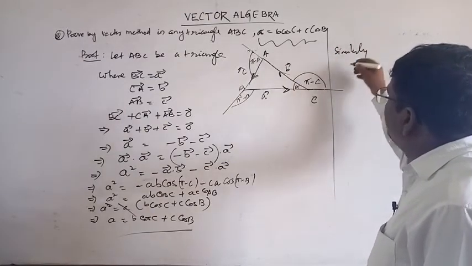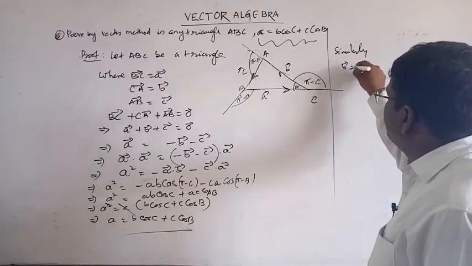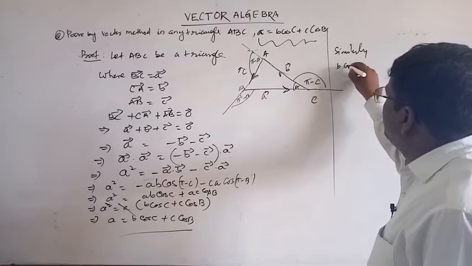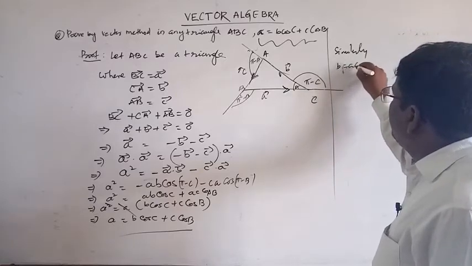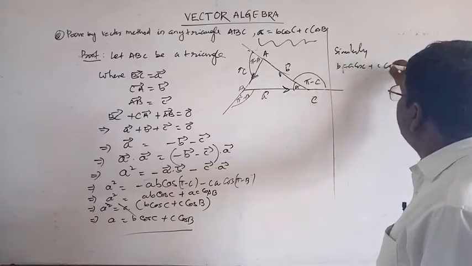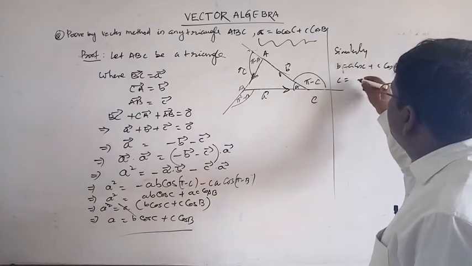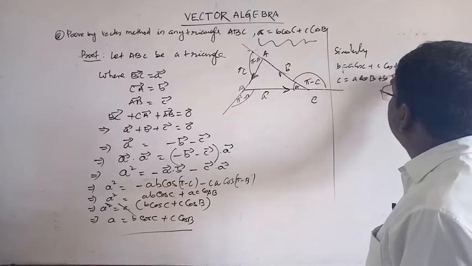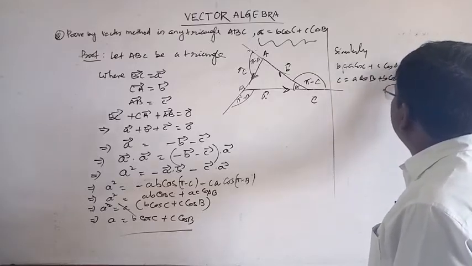Similarly, the projection formula for B: B is equal to A cos C plus C cos A. And C is equal to A cos B plus B cos A. These are the projection formulas.